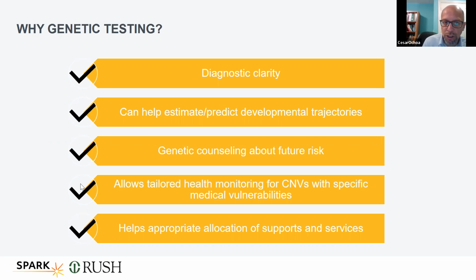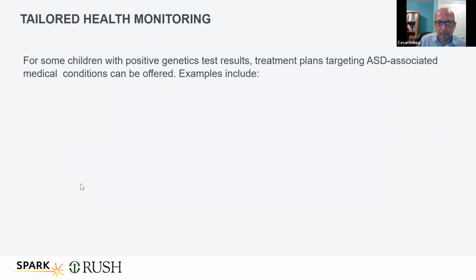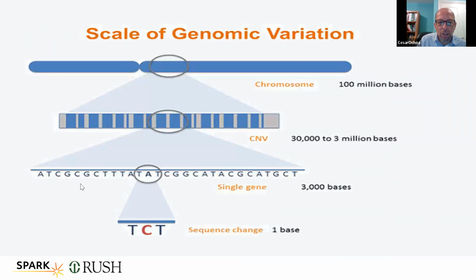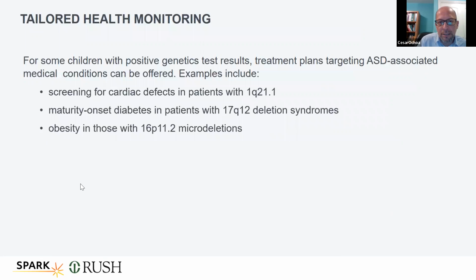There are some genes that are associated with some medical morbidities, medical conditions, so we can anticipate that. And having a genetic diagnosis sometimes can help allocation of supports and services. So these are a couple of examples of conditions that this genetic variant has been associated with: cardiac defects, so you need to look for cardiac conditions. This one is associated with diabetes, and the other is associated with obesity.